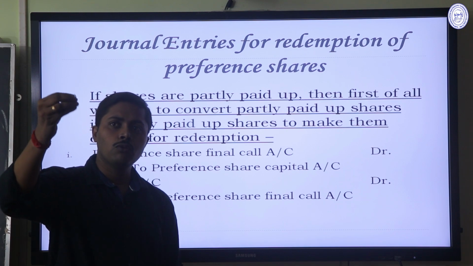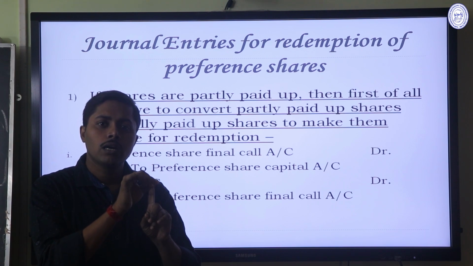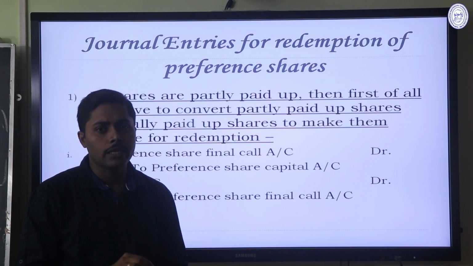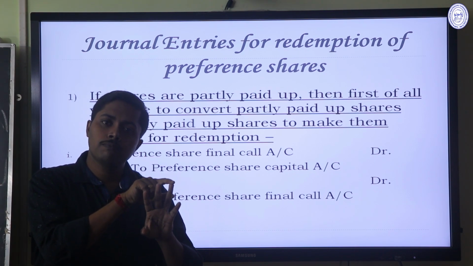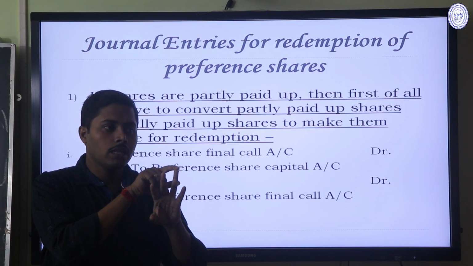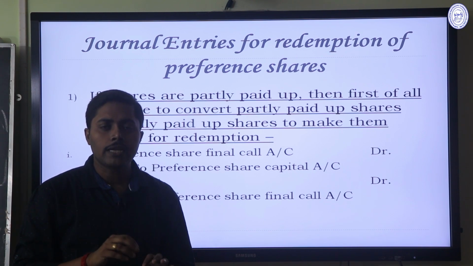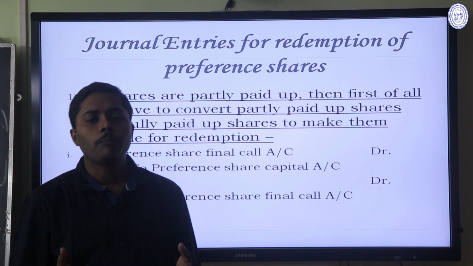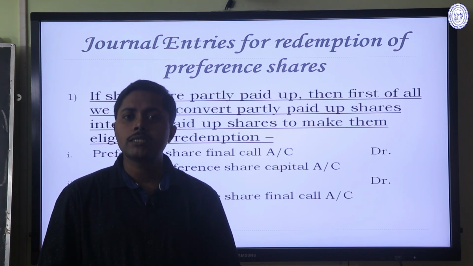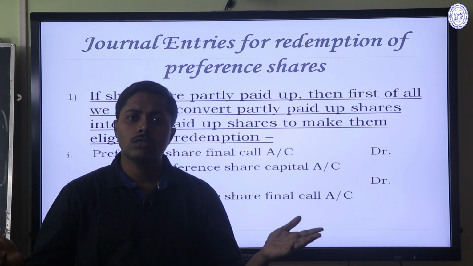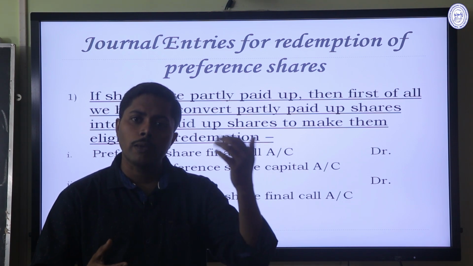Now I will just give you the synopsis. First, the preference shareholders will be due for the purpose of redemption. Next, either a fresh issue will be made, or if it is out of profit, then profit will be transferred to CRR. It can be a mixture of these two. Suppose the total amount of preference shares to be redeemed is 1 lakh, the face value of preference shares to be redeemed is 1 lakh. For this purpose, the company can raise the entire amount by issuing fresh equity or preference shares, that is, 1 lakh can be collected by issue of equity or preference shares.